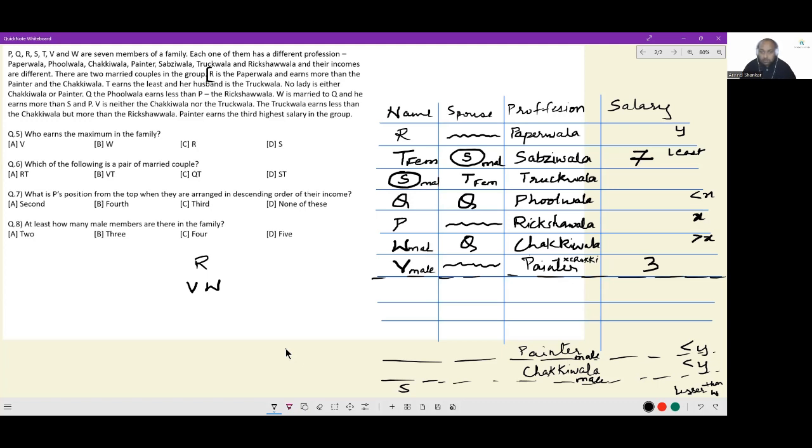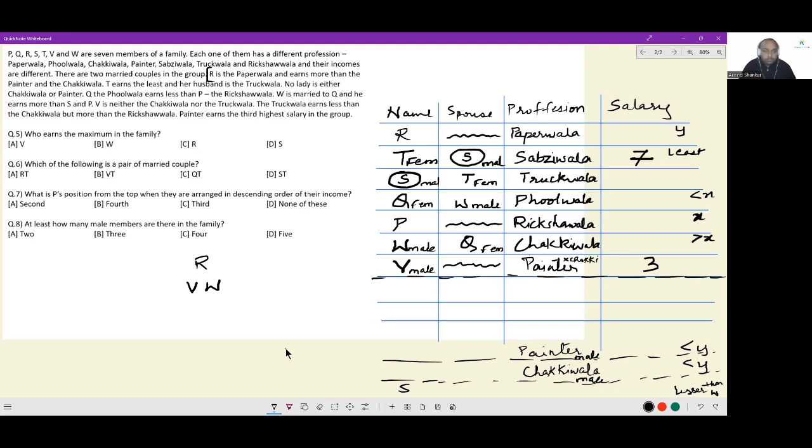This is also male. I have 3 males identified. If W is male, Q has to be female because W is married to Q. Additionally, this is not Q, this has to be W. This is female. This is male. This is female.